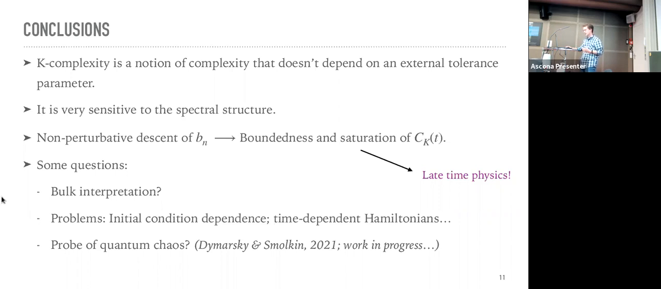This notion of complexity has, however, some problems. It's strongly dependent on the initial condition, which is precisely a result of the fact that it gives a complete basis for the Hilbert space. And so it can change drastically if we change the seed of the Lanczos algorithm. It's also not clear how to define a similar notion for the case in which we have a time-dependent Hamiltonian. But most interestingly for us at this point is that it seems that this can be a probe of quantum chaos, because of the strong dependence of the size of the Krylov space on the structure of the spectrum.